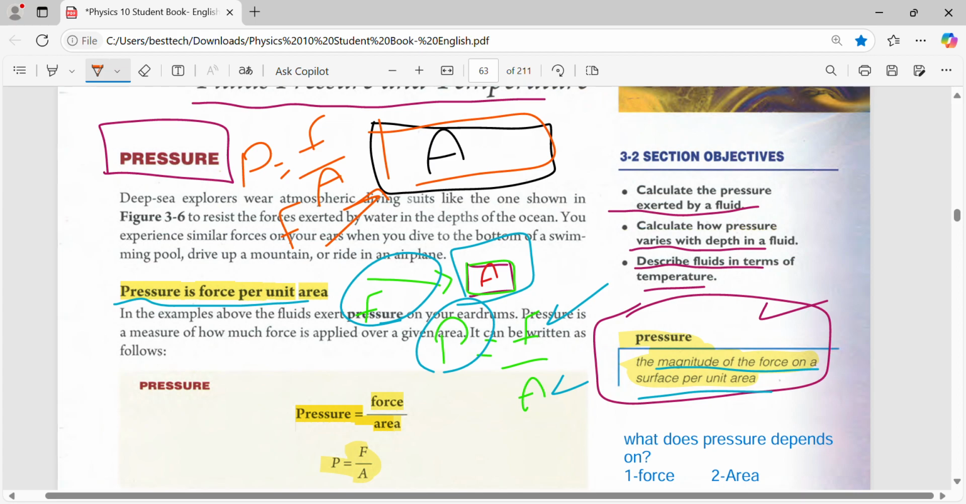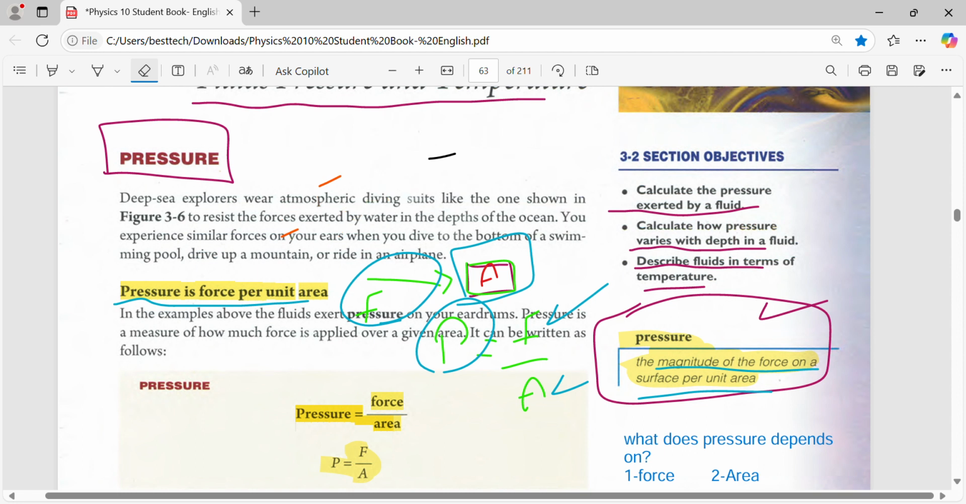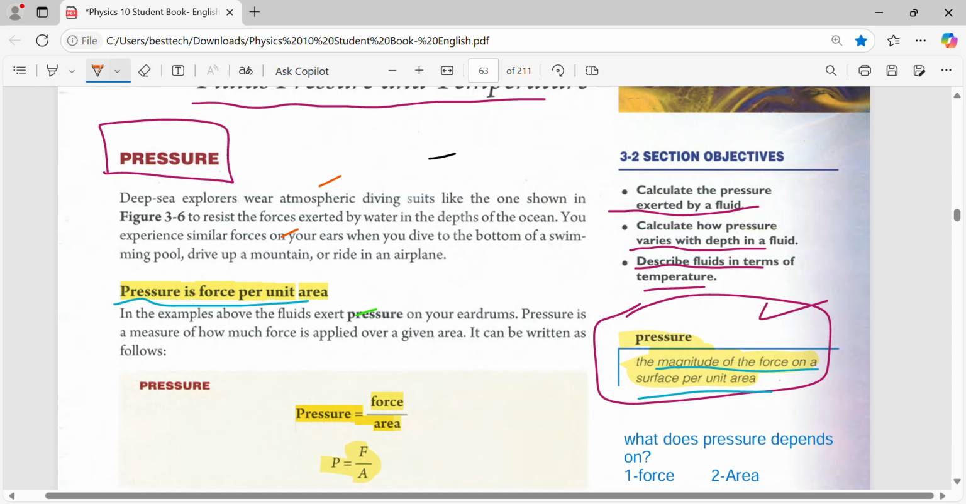It means that you apply a force on a specific small area, and the answer you get is pressure. Applying force on any specific area, force over a small area, you get pressure, because pressure is equal to force over area. So this is the definition of pressure: force per unit area.